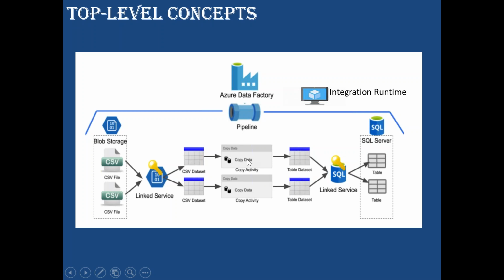So under a pipeline, we are using activities. Under an activity, we are using a dataset. Datasets use the linked service to read data from the source. And these linked services are basically connected to the sources or sinks. So this one is for connecting to the blob storage. This linked service is for connecting to the database. So this is done within the pipeline.